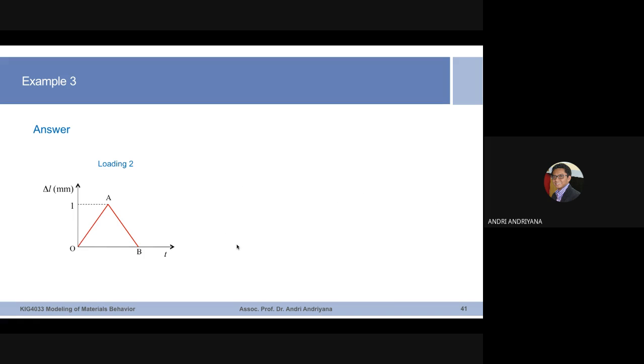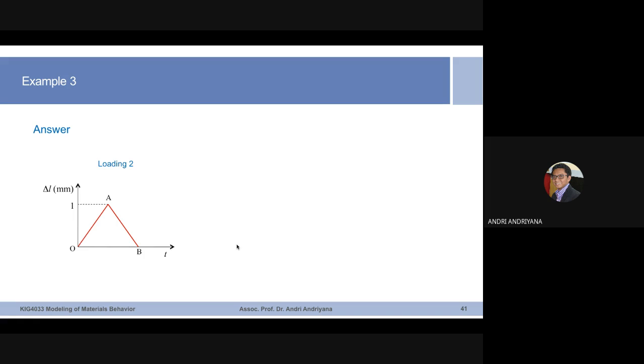For loading number 2, this time we impose displacement. Okay, so we bring from point O, we extend it by 1 mm, and then after that, we bring the material back to zero displacement, zero strain. So it is different from the first case.